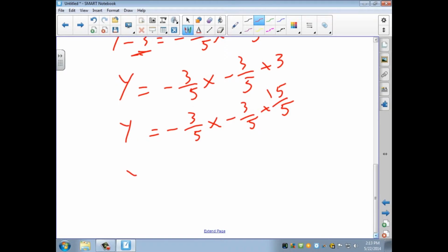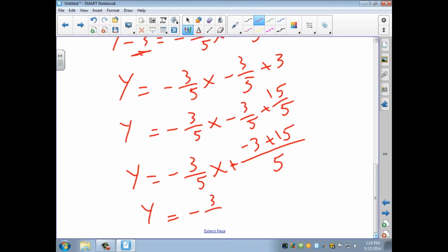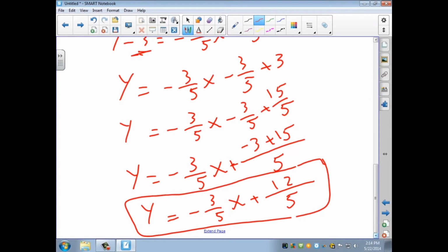So y would be equal to minus 3/5 x plus, common denominator 5, minus 3 plus 15. So y is equal to minus 3/5 x plus 12 divided by 5. That would be the answer. That line would be parallel to the line that goes through the points of minus 3 and 4 and 2 and 1.